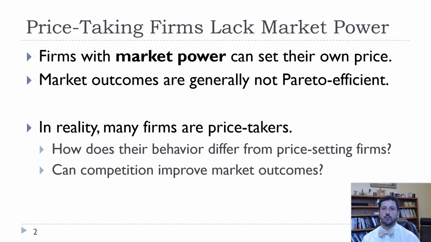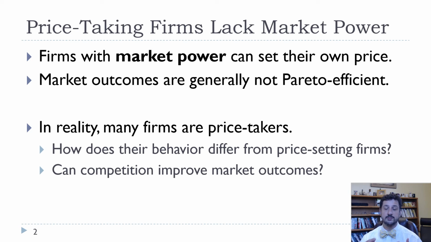In Chapter 7, we looked at firms that have some market power. That is, they face a downward sloping demand curve and they can choose the point to produce on that demand curve that maximizes their profit. We saw that in those markets, the outcomes are generally not Pareto efficient because there are trades that could make both sides better off.